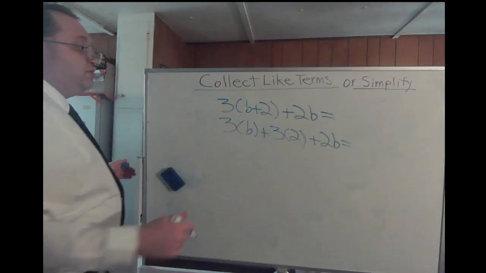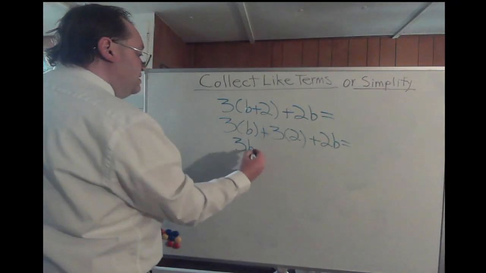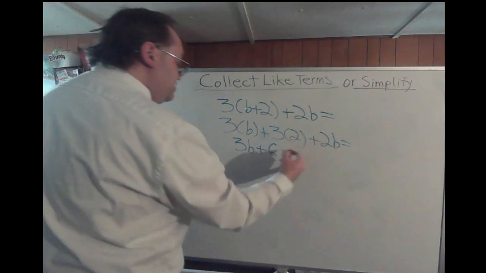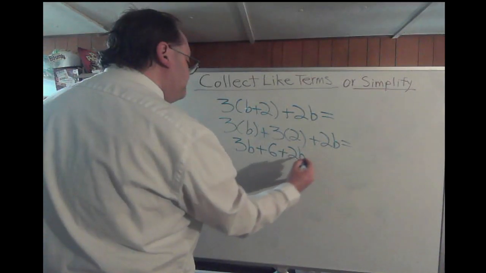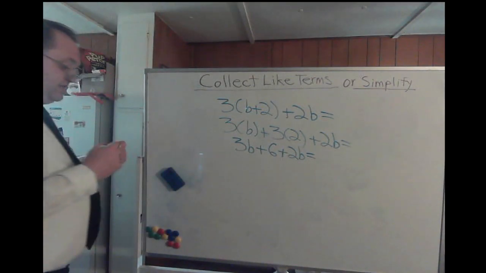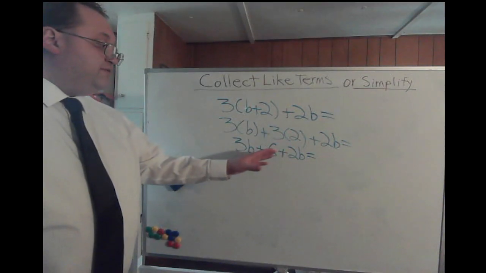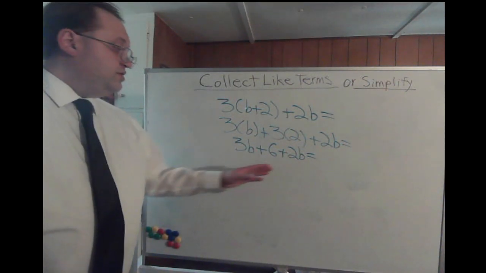Okay, next you'll do your multiplication again. 3 times b, 3b. Plus 3 times 2, well that's 6. Plus 2b. Alright. Now, since we've done our distributive property and got rid of the parentheses, we can just look for like terms.